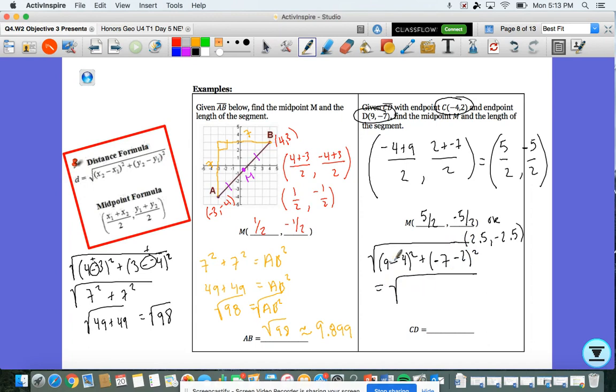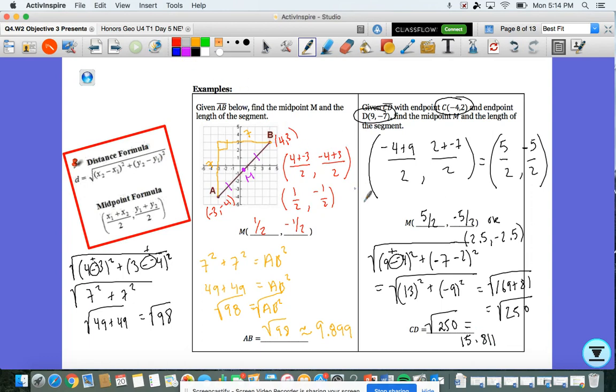So what does this leave us with? This is like adding. So that's 13 squared plus negative 9 squared. Right? Negative 7 minus 2, you're going left on a number line. So that's 169 plus 81, which is the square root of 250. Which I would probably just leave like that because that's not a perfect square, but I will go ahead and show you what I would round it to. So that is about 15.811 I'll go with.